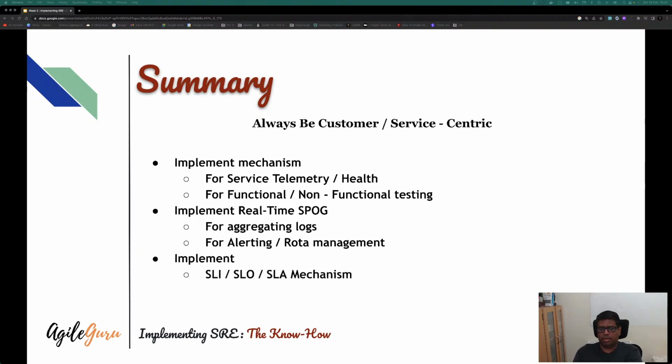And also implement SLO, SLI, and SLA mechanisms so that we know that we are adhering to those agreeable standards which we have set for our organization. And of course, your blameless retrospective mechanisms.